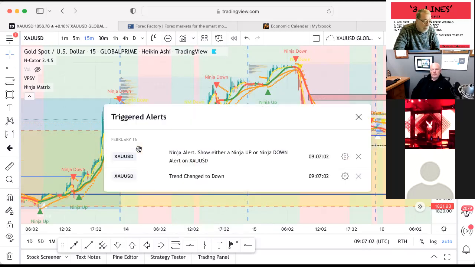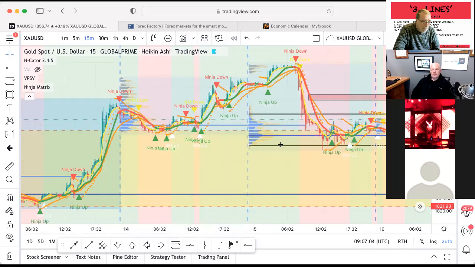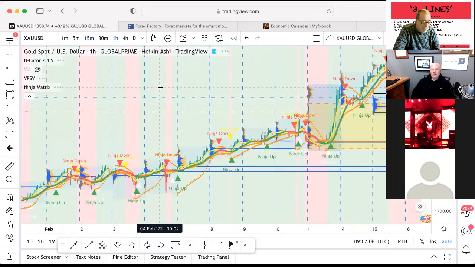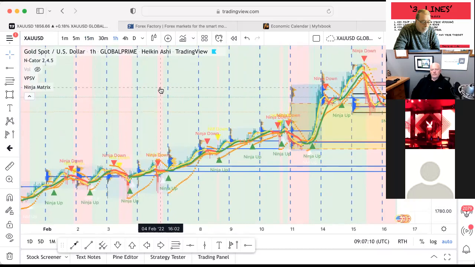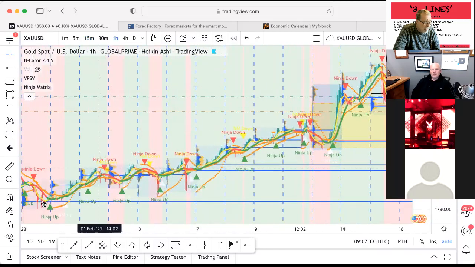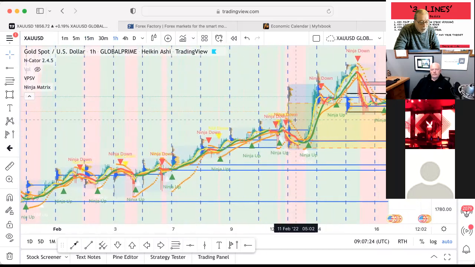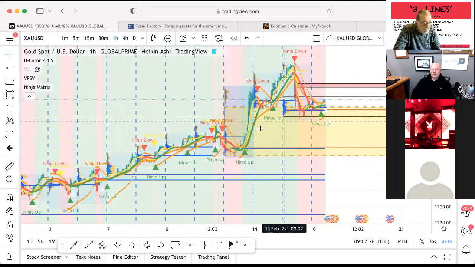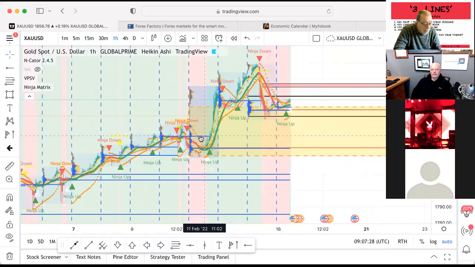Also bearing in mind, if you look at the bigger picture, as we did before, we've been trending upwards every day since 28th of January. Every day prices increase. It's been a nice steady upward trend. So Monday continued that trend.